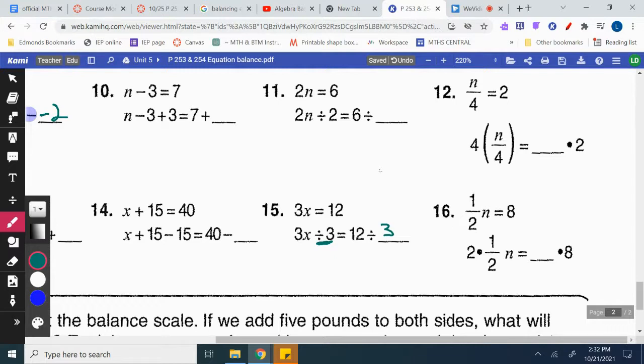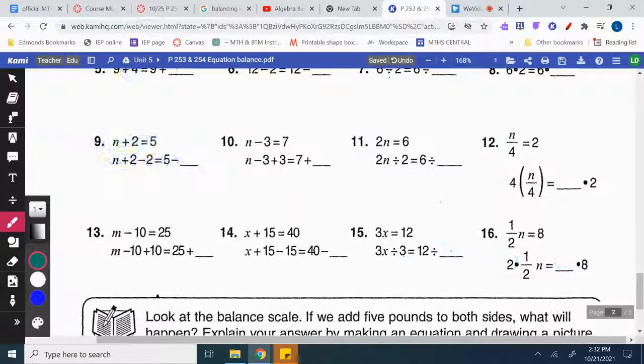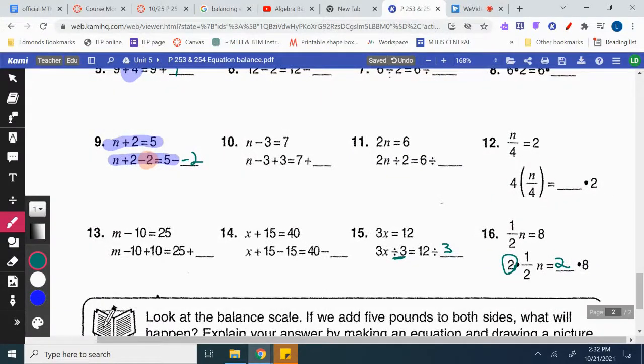Number 16 and 12 are kind of the same. So I have 1/2 n, or n divided by 2, really, equals 8. So to get rid of that, I'm going to do the opposite, which is multiply by 2, right here. So I'm going to do that on the other side, and that will keep it balanced. Remember, your goal today is to know, how do I balance the equation? And the answer is, what I do to one side, I must do to the other.